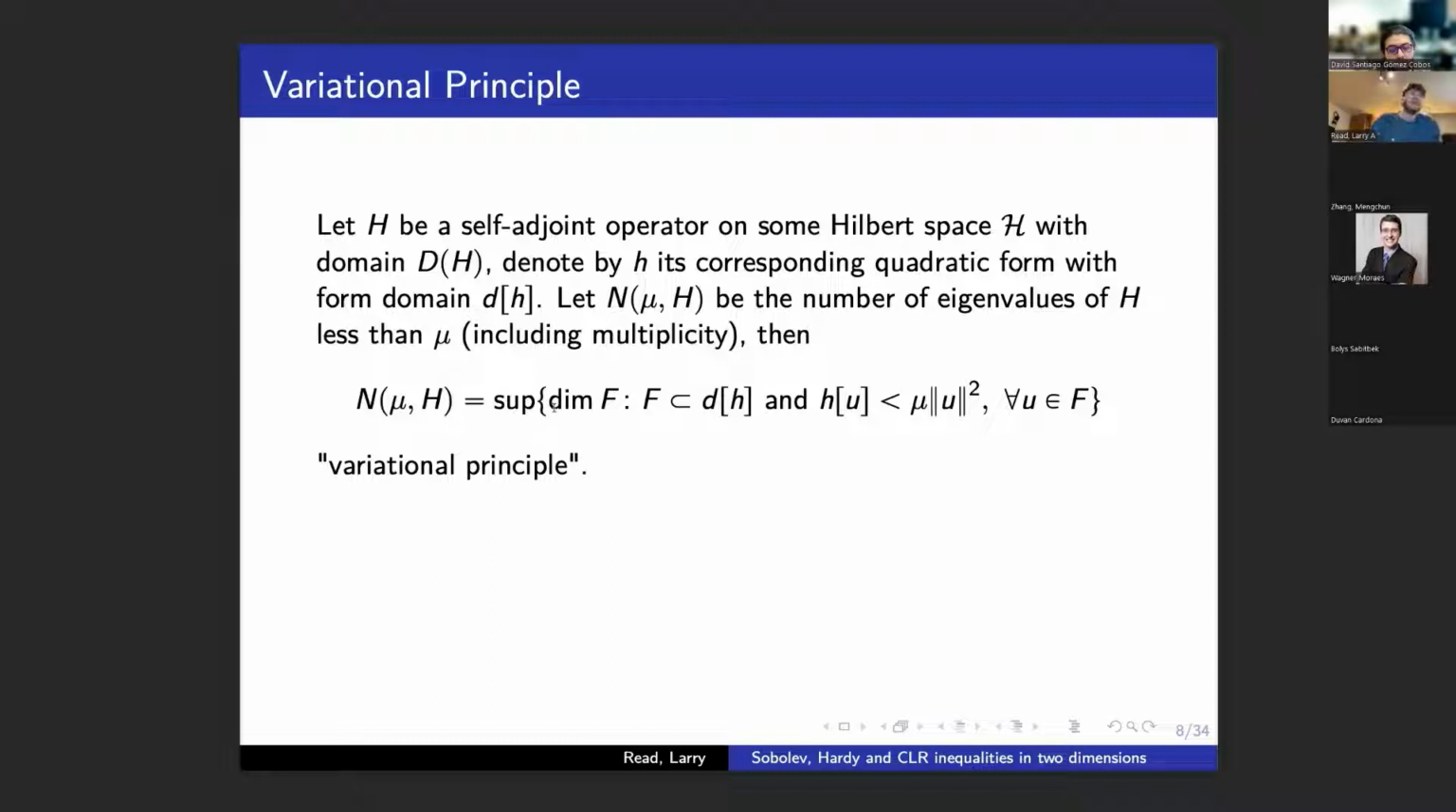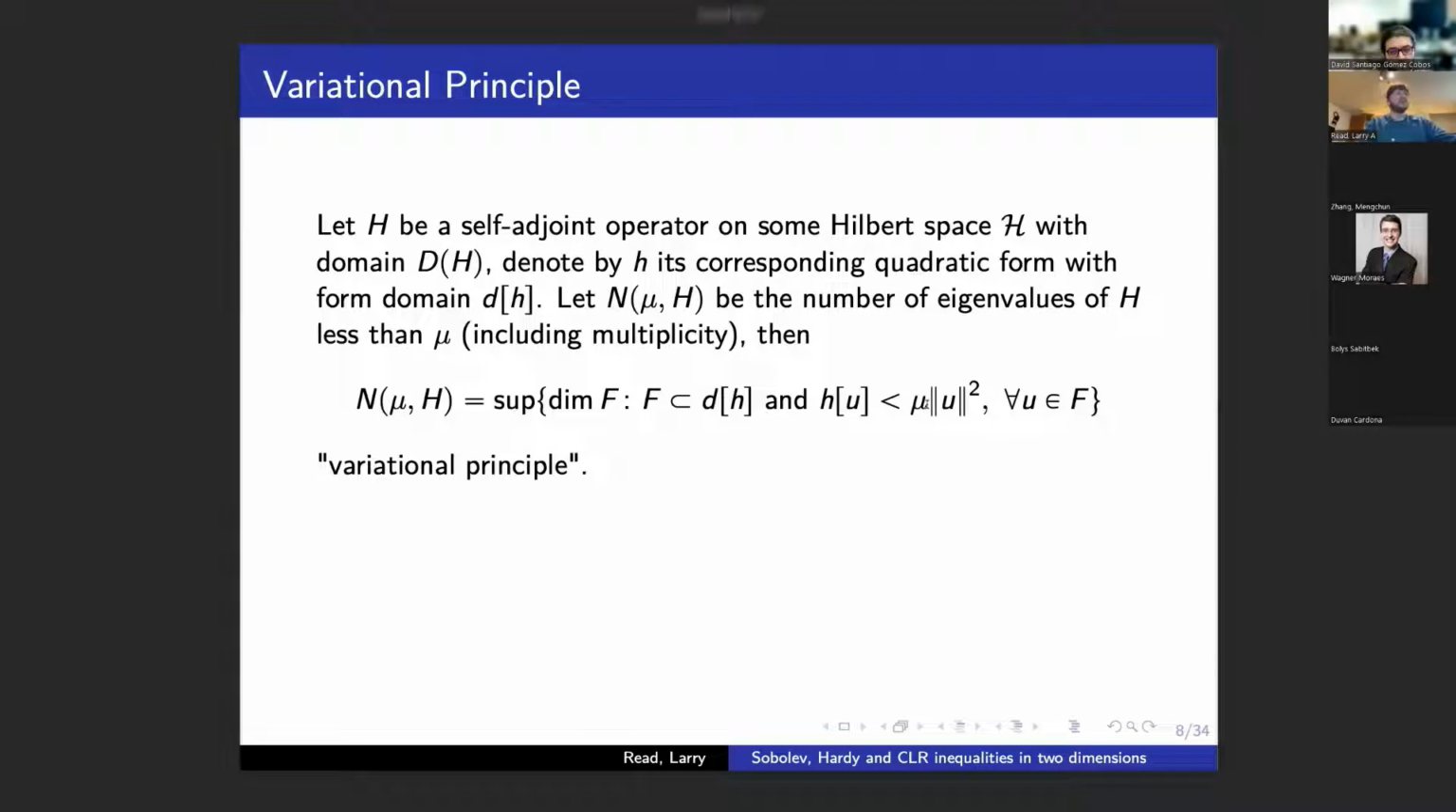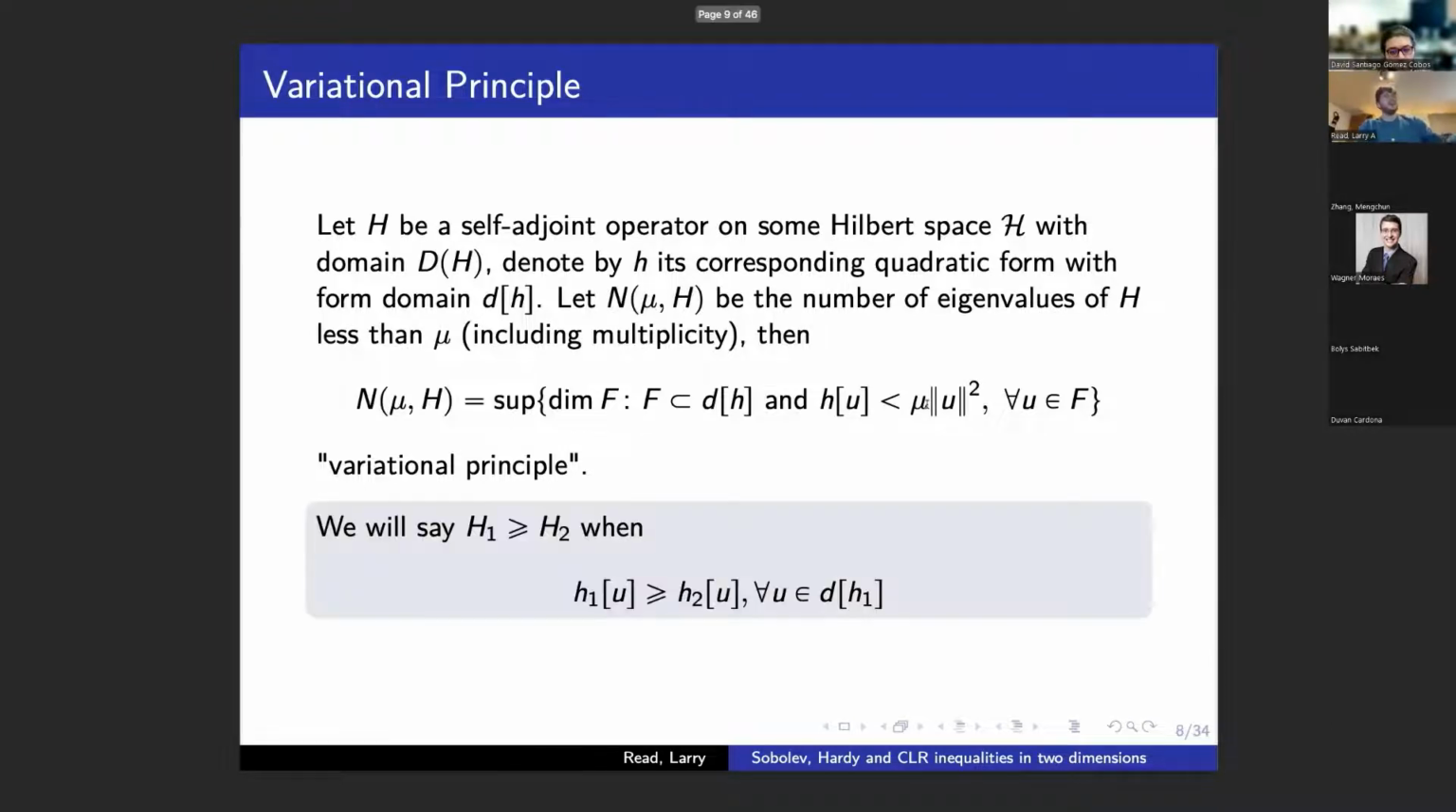That is the dimension of the largest subspace of the form domain for which the quadratic form is less than mu times the norm of u squared, for all u in this subspace. And this is known by the name variational principle. I mean, it's also very much the same thing as the min-max principle, or sometimes known as Glazman's lemma. So we'll use this, and alongside this, we'll also use the following tool.